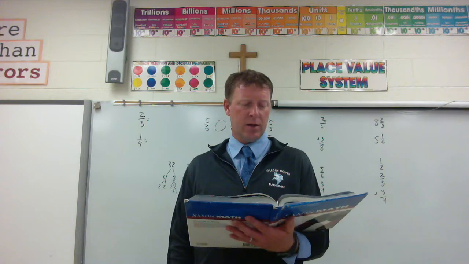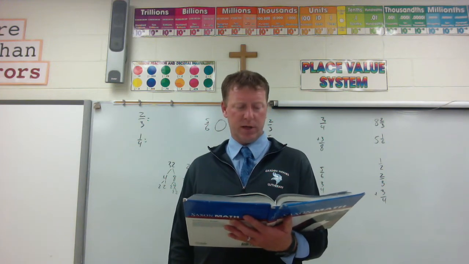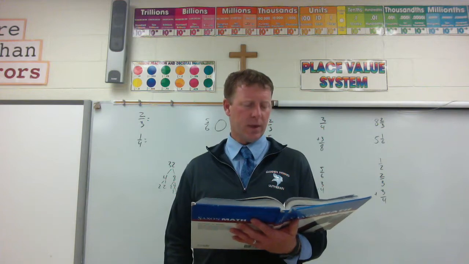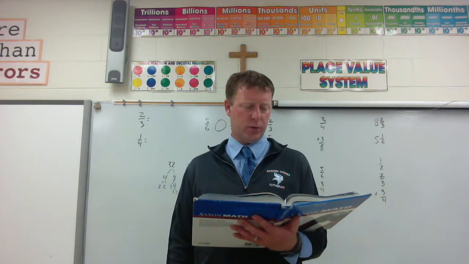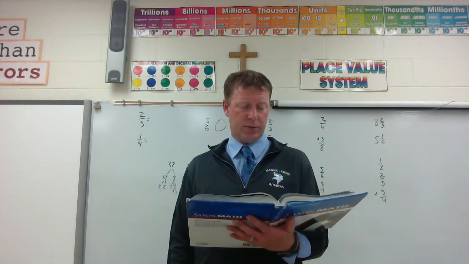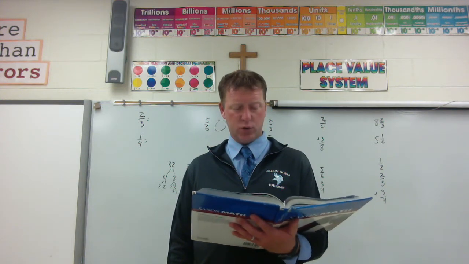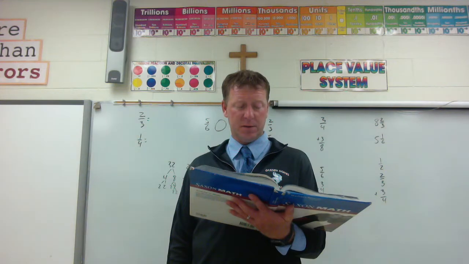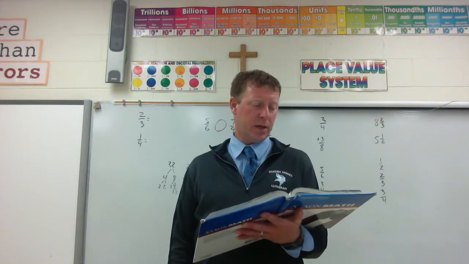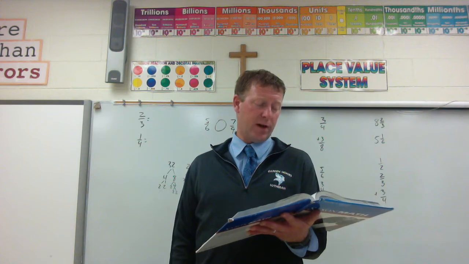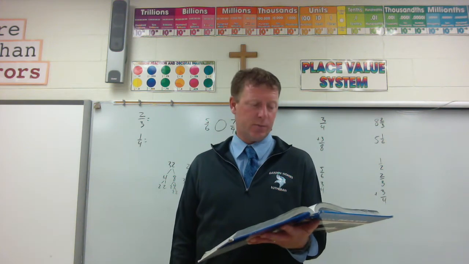Estimate the sum. 43 becomes 40, 23 becomes 20. Sum means add. 40 plus 20 is 60. Half of 88 is 44. Plus 4 is 48. Divide by 8 is 6. Times 5 is 30. Minus 5 is 25. Double that to 50. Minus 2 is 48. Divide by 2 is 24. Divide by 2 is 12. Divide by 2 again is 6.